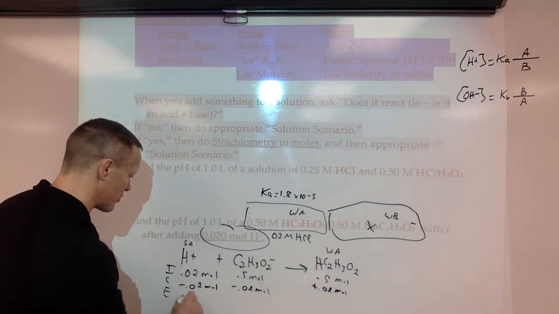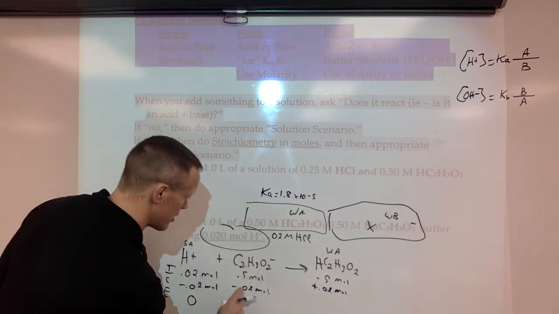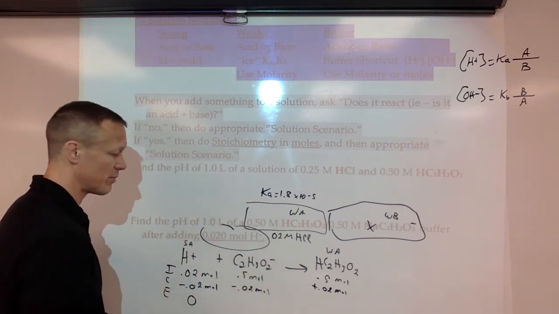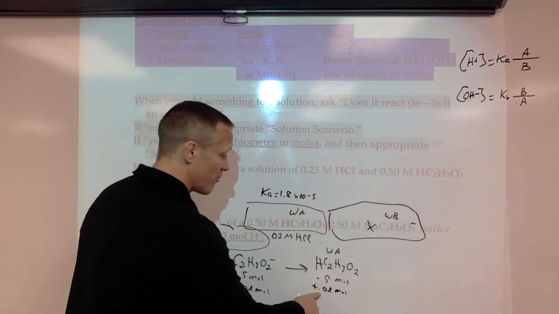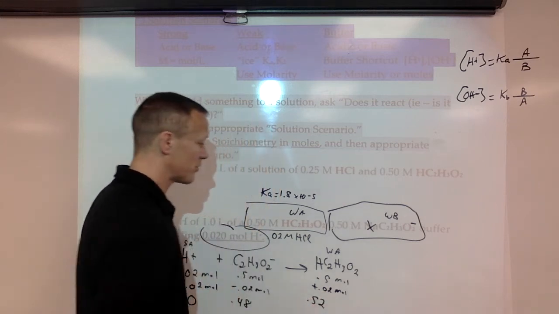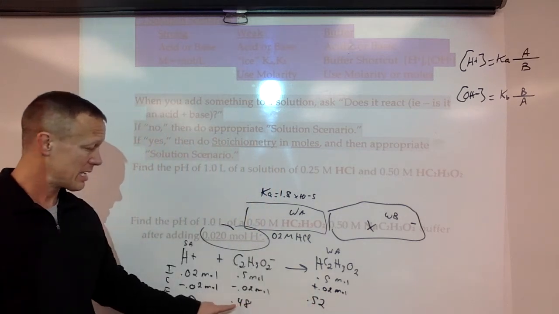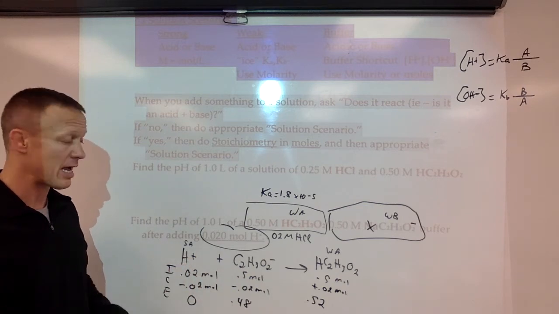So this is being completely used up because it's reacting with the weak base to make the conjugate acid. So this is now 0, although there's still going to be some H plus ions there for a reason here in a minute. 0.5 minus 0.02 is going to be 0.48. And 0.5 plus 0.02 is 0.52. So this went up a little bit. This went down a little bit by adding some H plus ions from a strong acid.